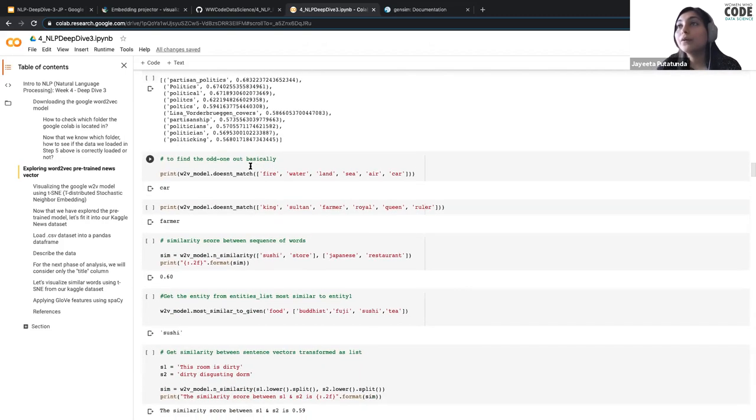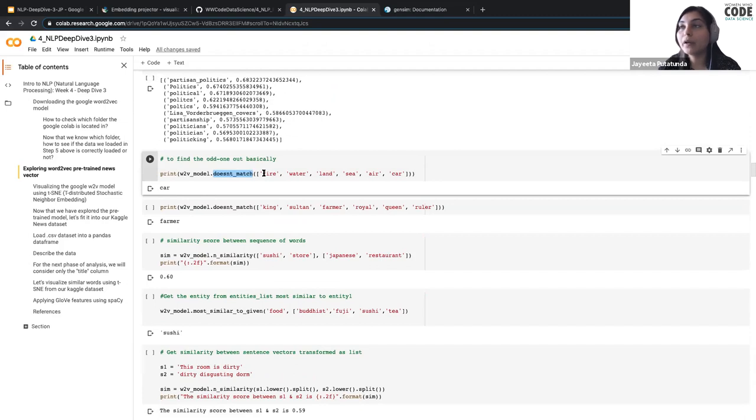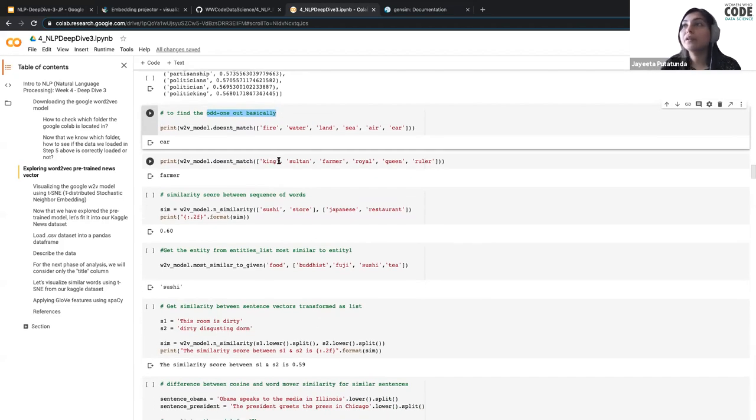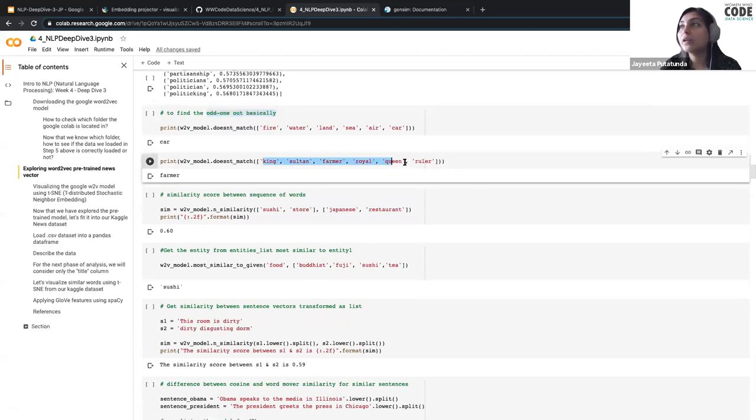But if you also want to say, okay, now I know what's similar, but I also want to know what doesn't match. Say you have a list of strings with a lot of tokens and you want to understand what doesn't match with each other in the contextual form, you just call the model and call this method called doesn't match and pass that list with all the strings. Here I have fire, water, land, sea, air, and car. And you would see that car becomes the odd one out from the whole section that you are passing. Another example here, these are all in the royal context, and then you see that farmer is presented as doesn't match from the other contextual reference words.